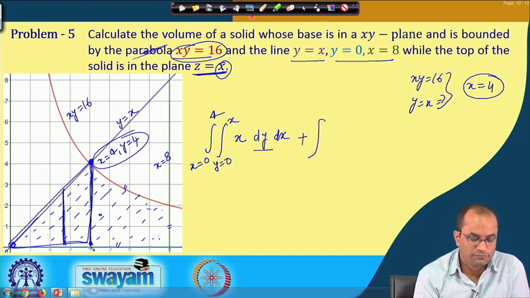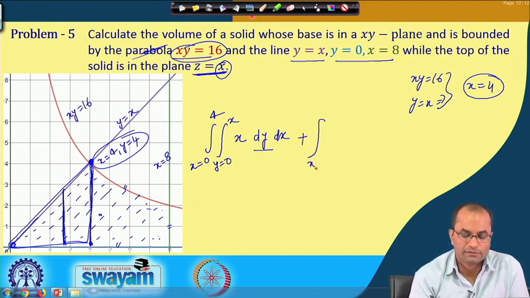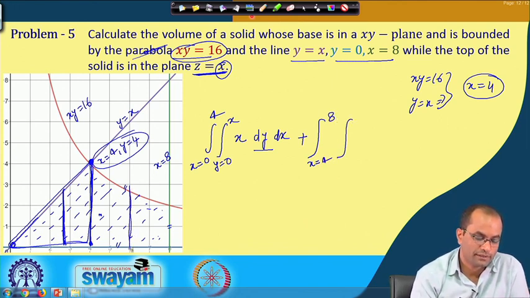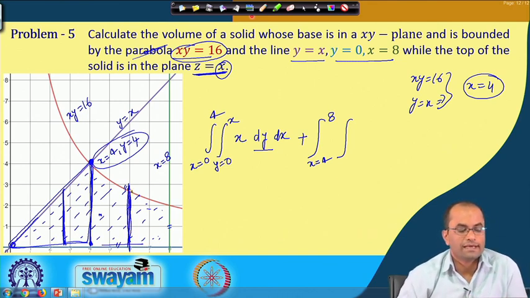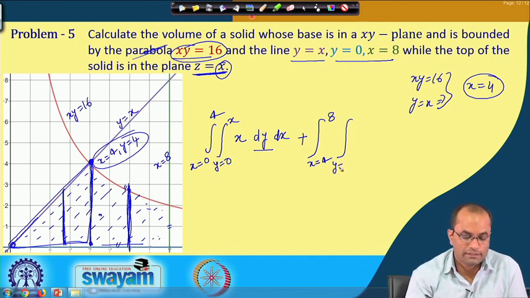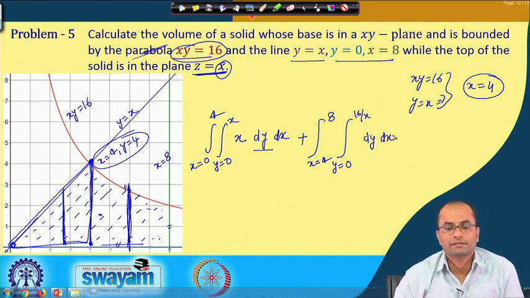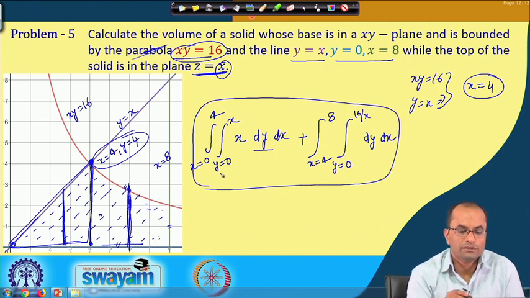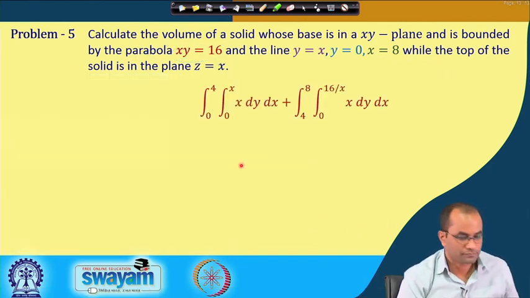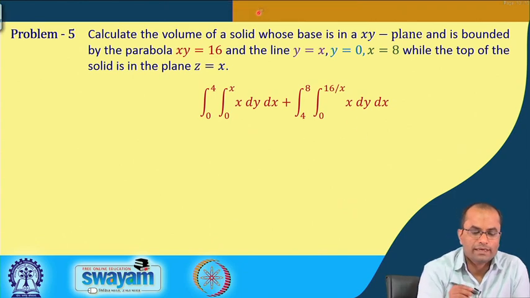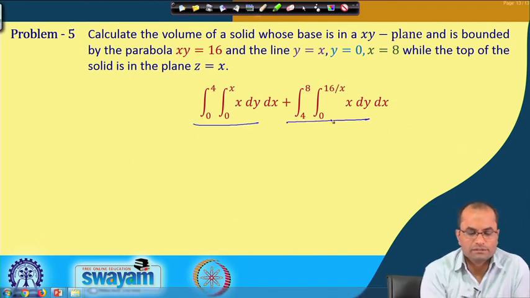The other one then, 4 to 8, our x will vary from 4 to 8, and now for the y it is again the same, y is equal to 0 here, but now there it is xy is equal to 16. So, y is from 0 to 16 over x, and then we have again dy and dx. So, this integral we will compute, which is given here. So, again this is simple, each of the integrals is simple. So, the first one is 0 to 4, and then with respect to y.